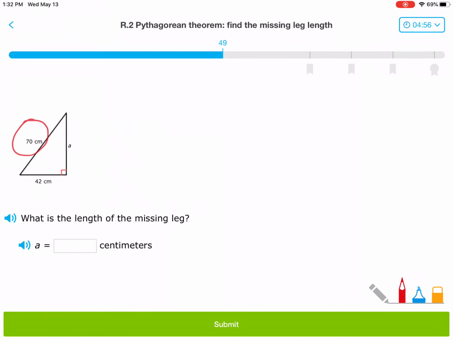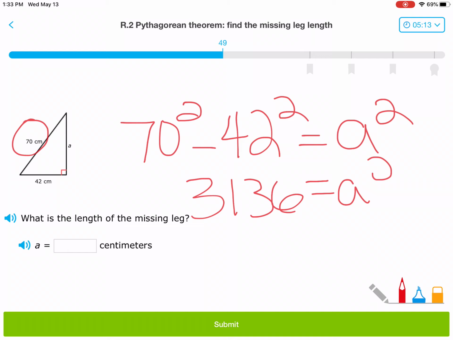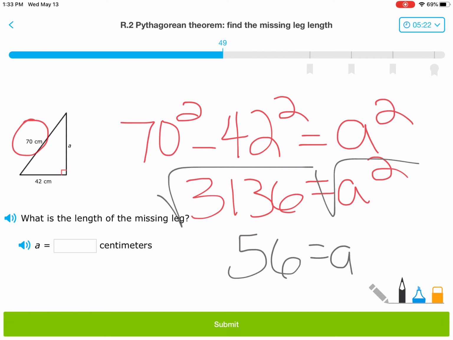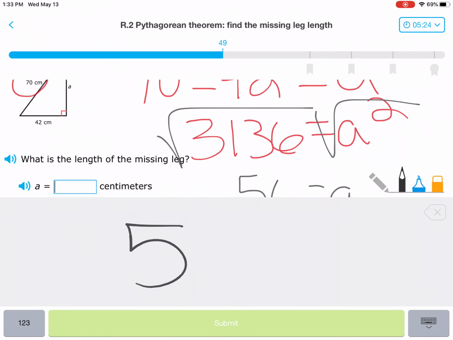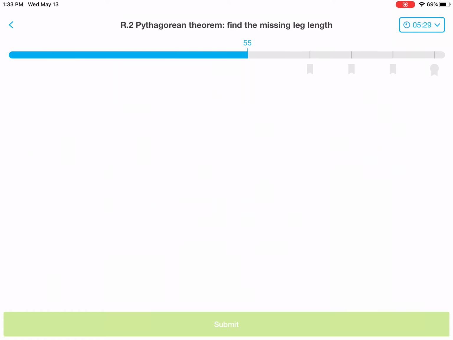Same thing, the hypotenuse squared minus the leg squared equals the missing leg that we're looking for. So 70 squared minus 42 squared is 3136. The square root of 3136 is 56. If you come across any that you're not sure how to do, take screenshots and please email them to me.